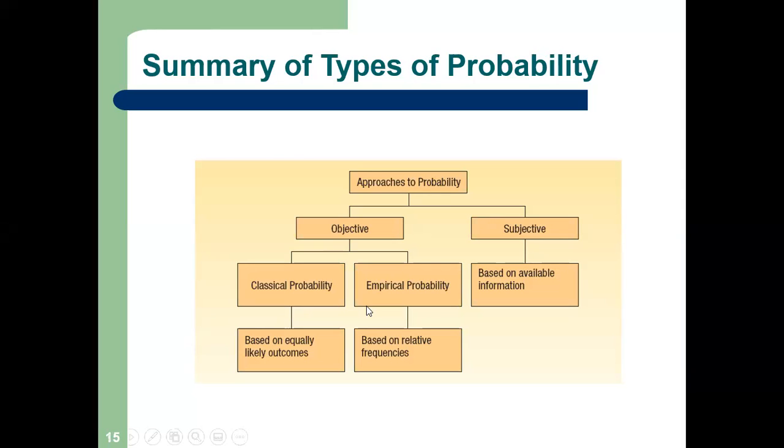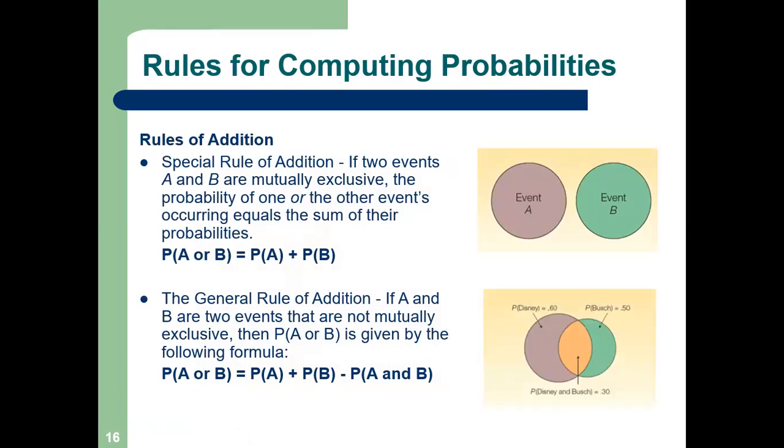Okay. And the other concept, empirical probability, is based on relative frequencies, and we have just discussed this concept. And subjective is based on any information available. It could be experience or observation or something like that. Okay, now move on to another important aspect of this probability concept.